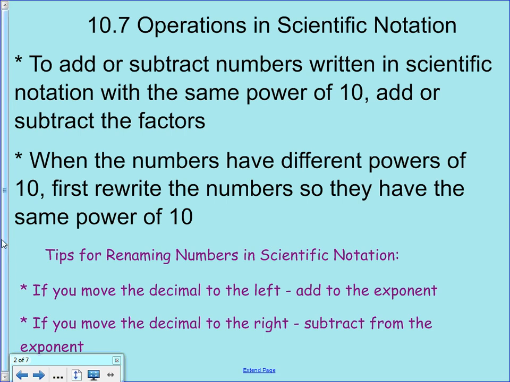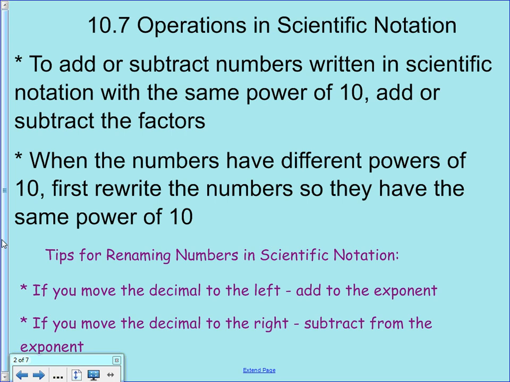Okay. Then I just have a couple tips for how to rename numbers in scientific notation. So basically, here you're trying to get the same powers of 10. So you can kind of use these two notes backwards. If you need to add an exponent to one of the powers of 10, okay, you're going to move that many decimal places to the left. So if you needed to add 2 to the exponent, let's say you're going from 10 to the third and you want them both to be 10 to the fifth, because the other number is times 10 to the fifth, then you'll move the one that's times 10 to the third, the decimal 2 places to the left.